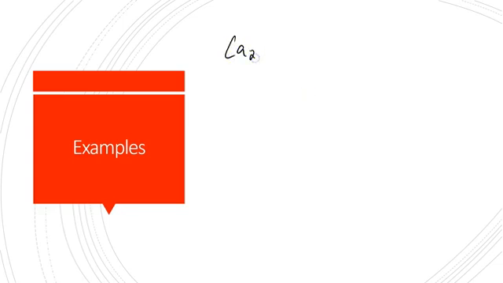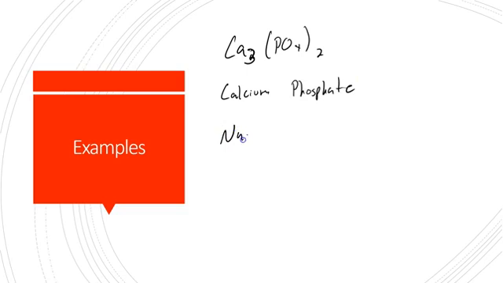Let's say we have Ca3(PO4)2. What we would do for this one is write the name of that first thing, so calcium. And then we just write the name of the polyatomic ion, because the second thing's a polyatomic ion, so it would be calcium phosphate. For, let's say we have NaOH, we write the name of the first thing, so sodium. Well, OH is hydroxide, so this would just be sodium hydroxide.